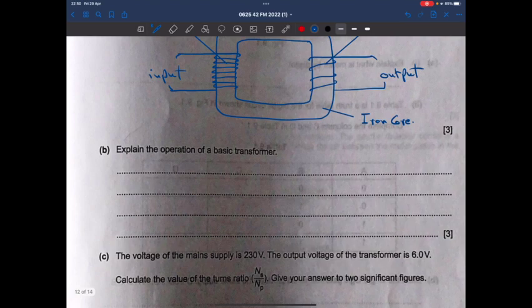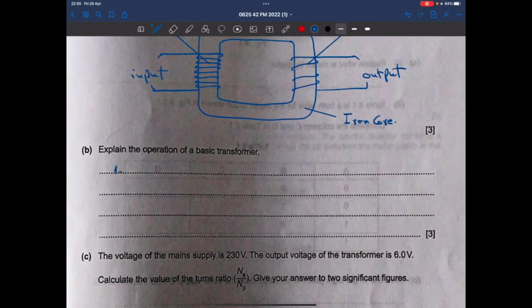They said here, explain the operation of a basic transformer. The operation has 3 steps here for 3 marks. I told you about them during the course. Number 1, the AC current in the primary coil will produce a magnetic field. This magnetic field will transfer to the secondary coil through the iron core. Then the variable magnetic field is cut by the secondary coil to produce the alternating current on the other side with a different potential difference. These are the 3 steps that we got 3 marks for.